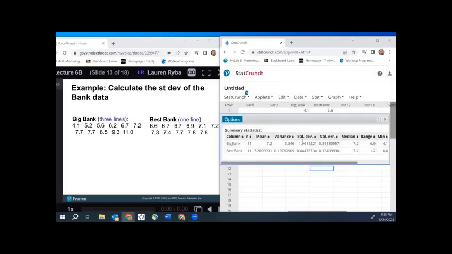Your standard deviation values are going to be right here. Everything that we are doing as far as your mean, median, mode, range, min, max, and quartiles is all in this printout. Big bank standard deviation is 1.96, which makes sense because it has the larger range. The data values are more spread apart, so the larger the range, the larger the standard deviation. Best bank had a smaller range of 1.2, so its standard deviation was 0.44, meaning its values are closer together, which we saw visually with our box plots.